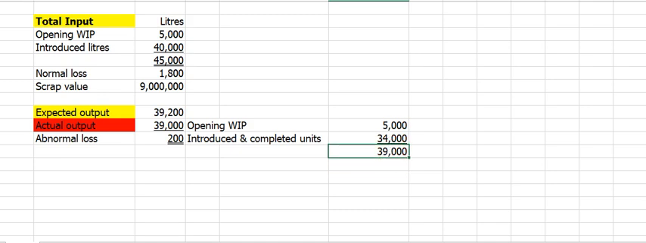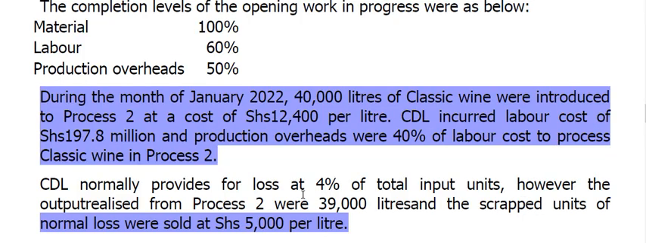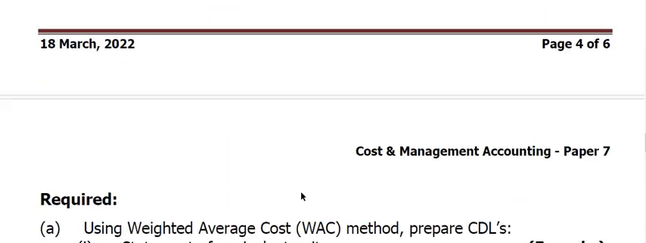It has two components. It has your opening WIP as well as the introduced and completed units. So once I have these, then I think I can now start on the requirements of the questions. These are some of the workings which you have to come up with always when it comes to such questions.